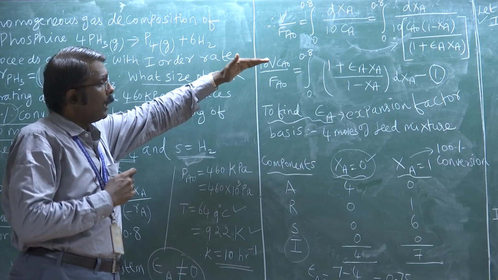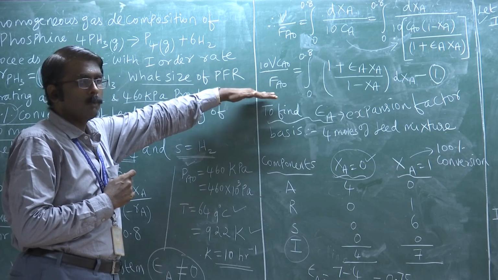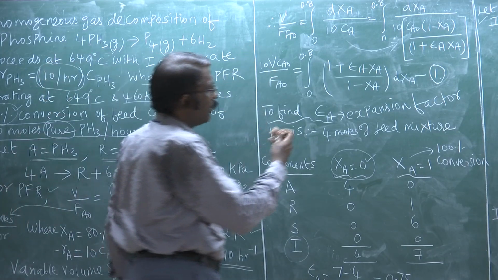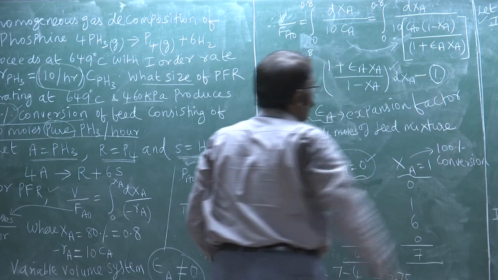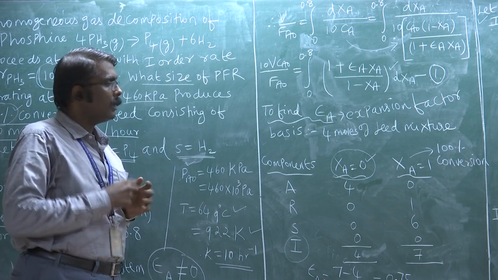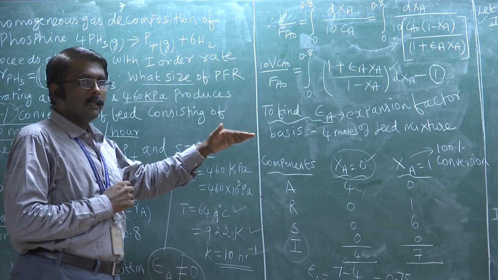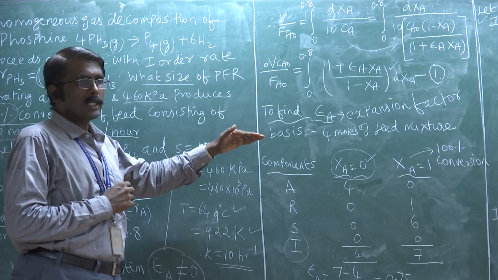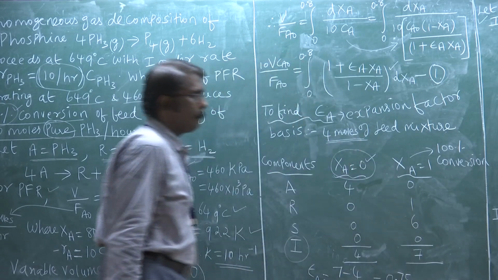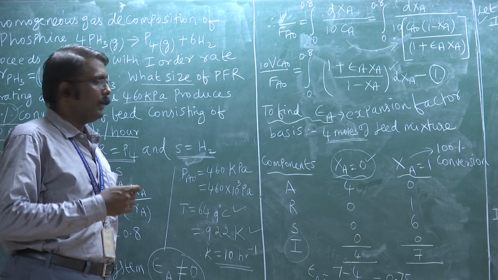If we have to find the value of the integration separately, then use this equation 1 to calculate V. V is the volume of the reactor. But before finding the value of this integration, we need to calculate the expansion factor value, that is, the epsilon A value. For that, I already explained in the previous classes, we have to make some basis for calculation. The basis I have taken is 4 moles of the feed mixture. With that basis, let us move on to find the value for the expansion factor.